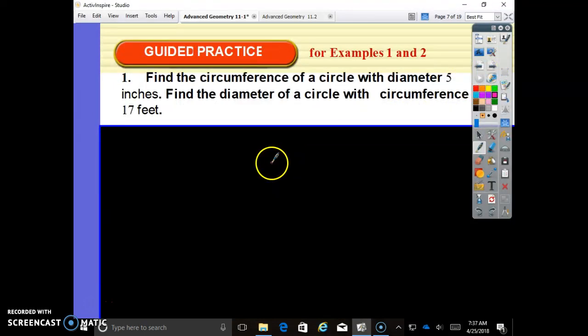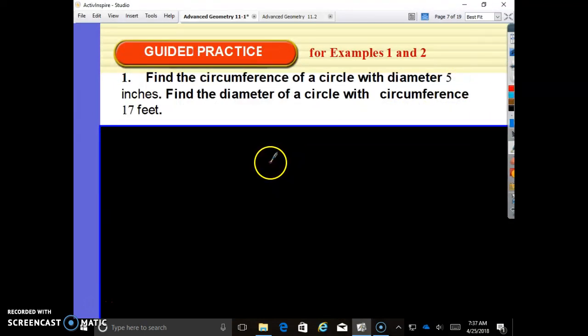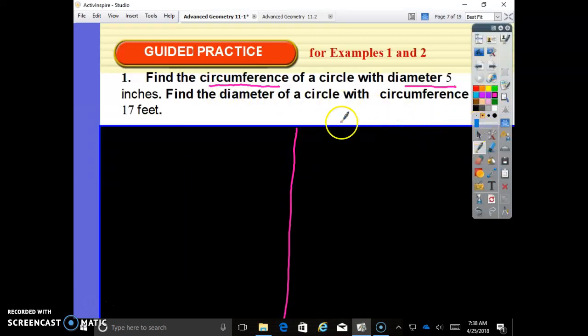Find the circumference of a circle with a diameter of 5 inches. Find the diameter of the circle with a circumference of 17 feet. First they want you to find the circumference of a circle with a diameter of 5. I want you to try that one, and I also want you to try the second question, which is find the diameter with a circumference of 17 feet. Do these two problems with your table partner. I'm going to pause the video and give you a chance to try these on your own.